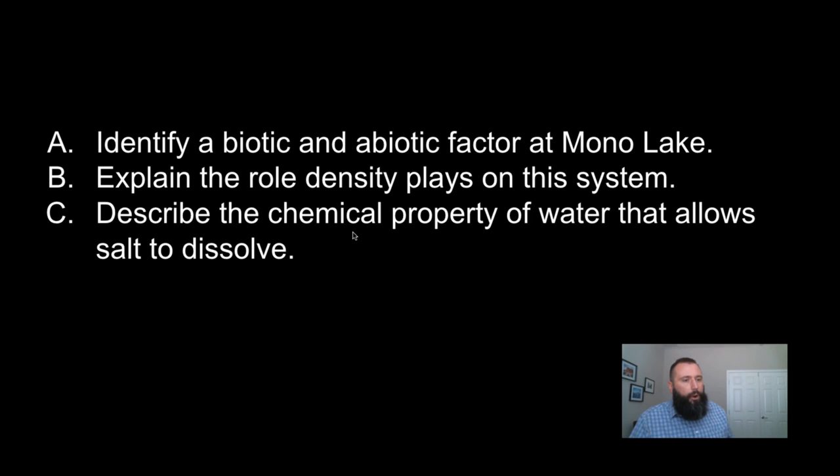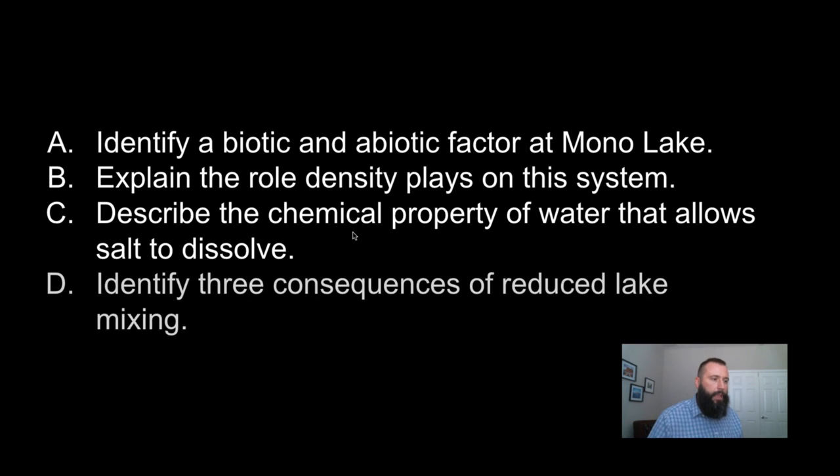C, describe the chemical property of water that allows salt to dissolve. It's polarity. Both water and salt are polar materials, and so they can dissolve each other. Like dissolves like, if you remember that from chemistry. And then finally, D, identify 3 consequences of reduced lake mixing. I said you're not going to have that exchange of the nutrients from the more dense to less dense areas, right? Due to the stratification.